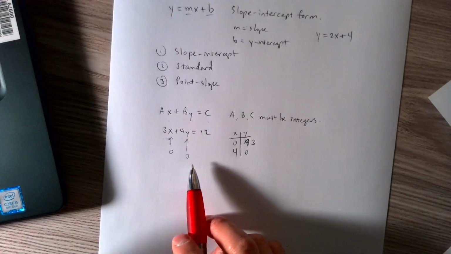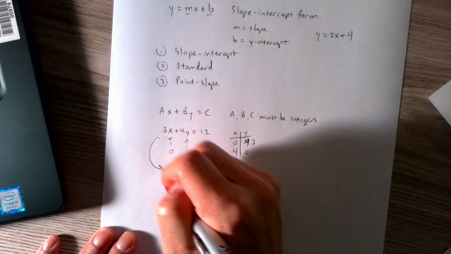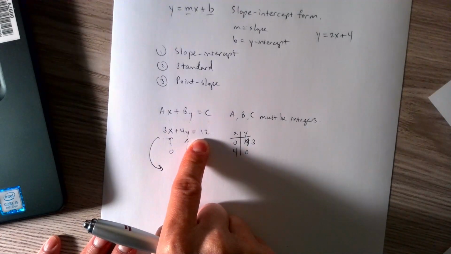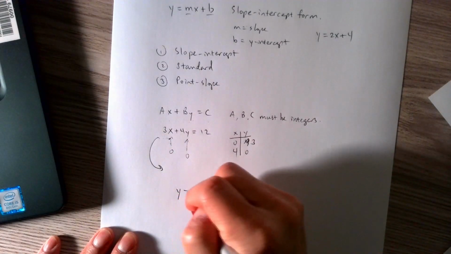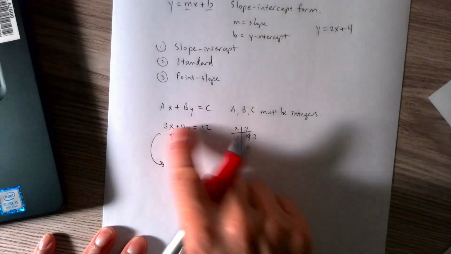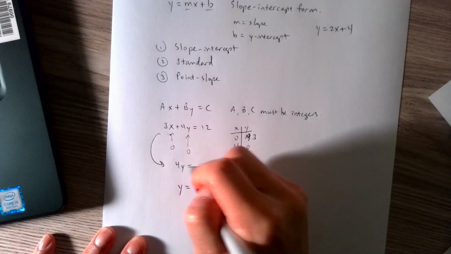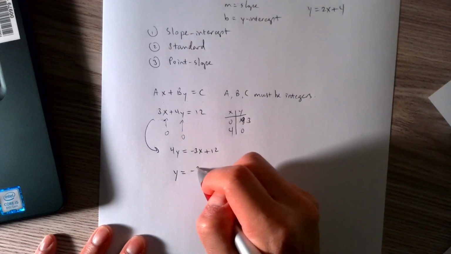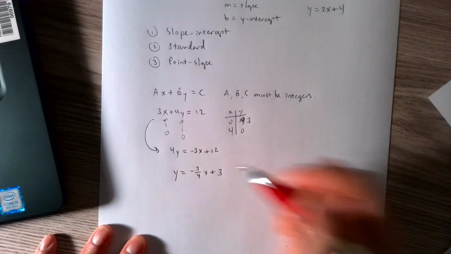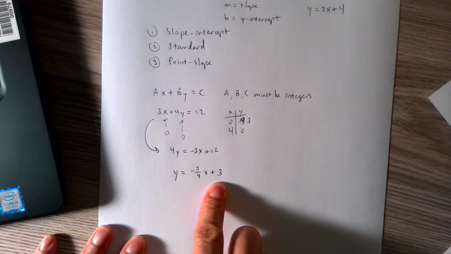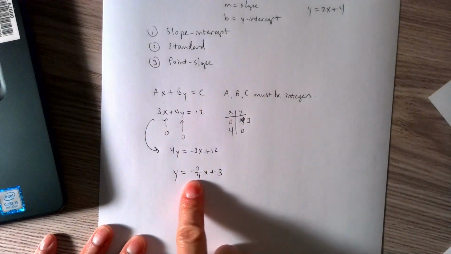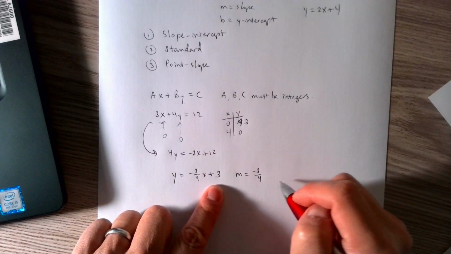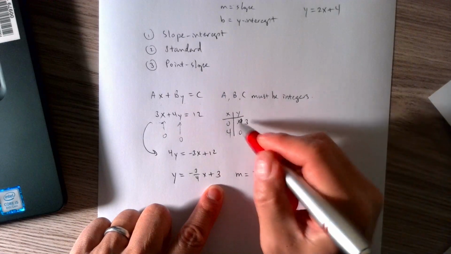Now, if you really want to know the slope, no problem. We can just transform the standard form into slope-intercept form by solving for y. That's my destination. So I would subtract 3x from both sides, and then divide by 4. Okay, this is the slope-intercept form of the exact same line. So I know the slope now is -3/4, and I know that the y-intercept is 3, but I already knew that from up here.